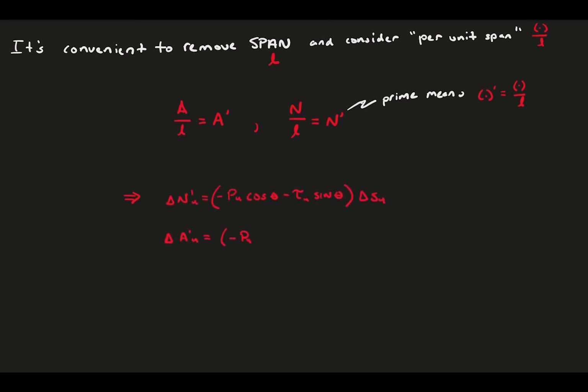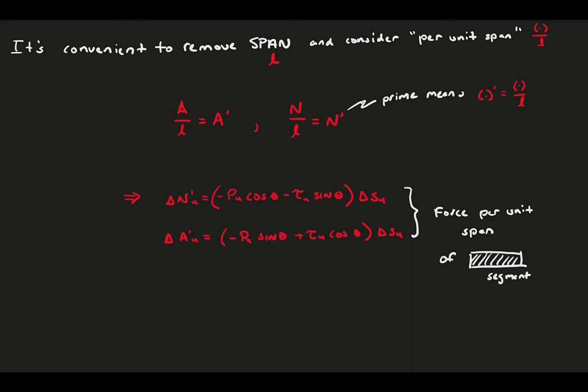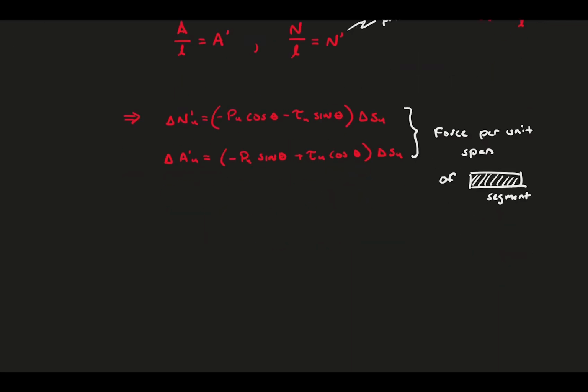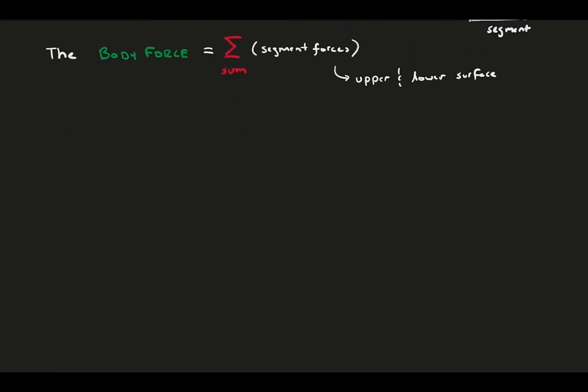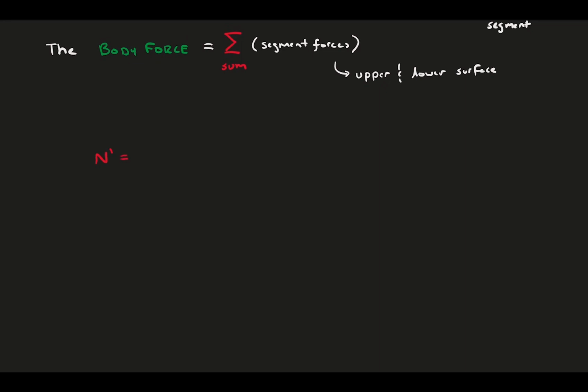These represent the forces per unit span of the foil perpendicular and parallel to the chord line from the segment alone. But we need to consider the entire surface of the foil and not just that segment. So what we do is we take up all the little segments on the foil surface, calculate the forces for each one of those segments, and add them all up to get the overall body force. In other words, we simply use integration over the foil upper and lower surface along the curve S.